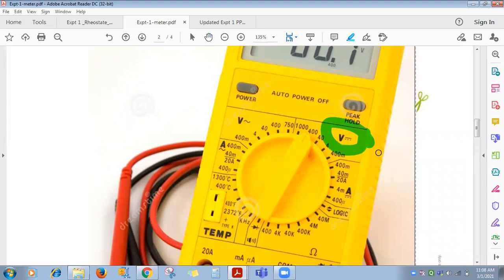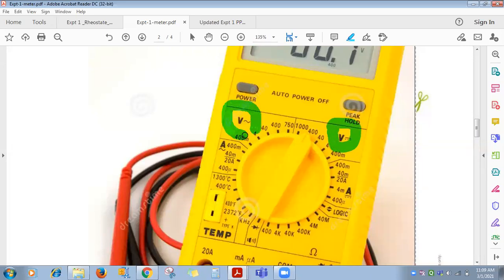DC voltmeter. DC voltage. Correct. What is the minimum range? See, from this to this, here is the range of the DC voltmeter. What is the minimum range? 400. What is the unit? Millivolt. And what is the maximum? 1000. 1000 volt. Correct. Okay, 1000 volt DC voltmeter.